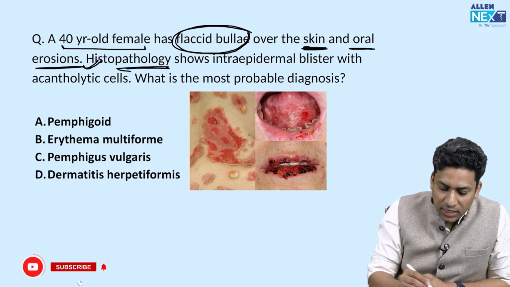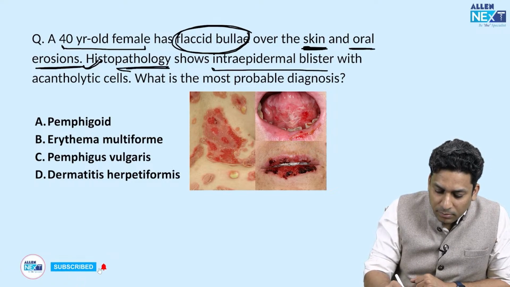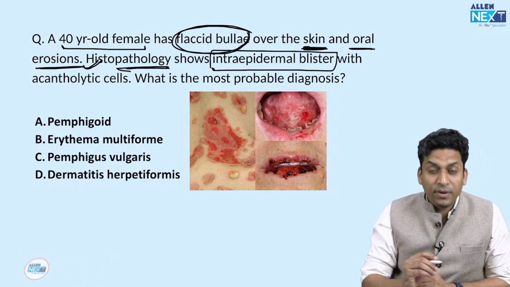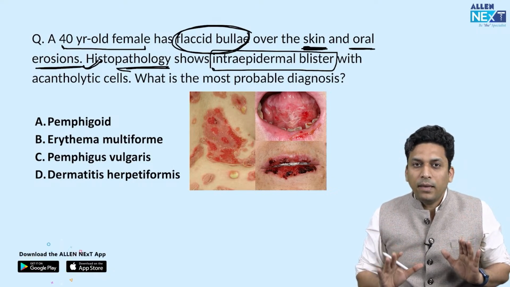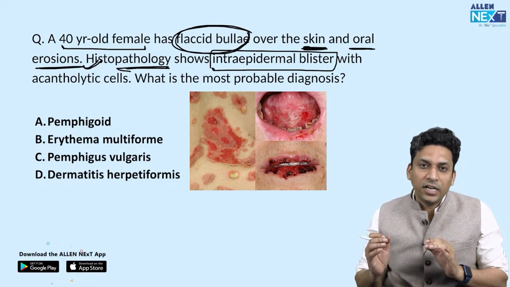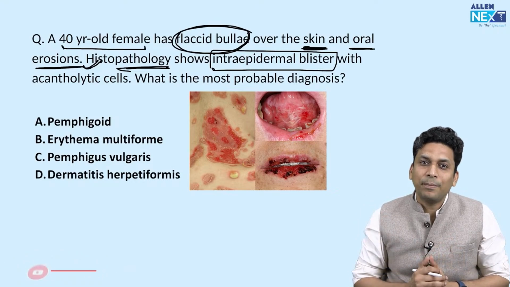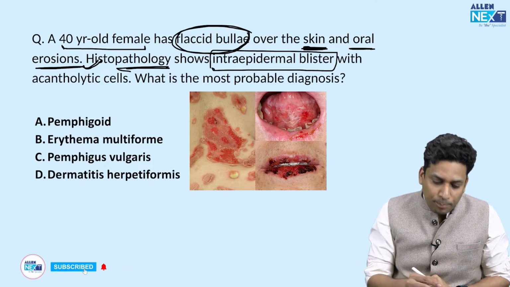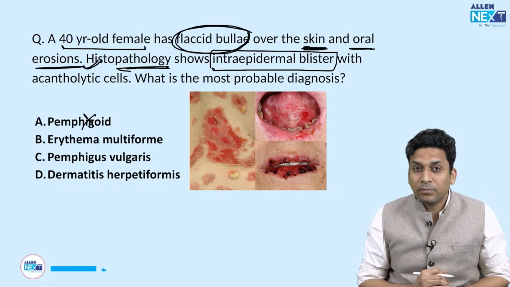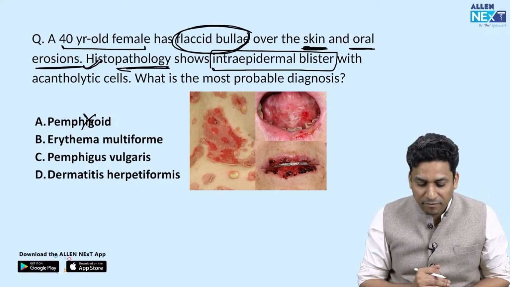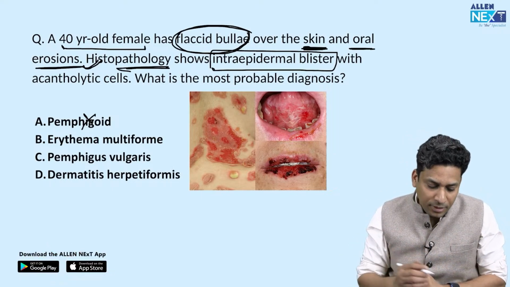On histology, intraepidermal blisters were seen. So they have made the diagnosis very easy. Why? Because they have written intraepidermal. So they have excluded all the subepidermal disorders like pemphigoid. It is a subepidermal disorder. So this is not a case of bullous pemphigoid because the lesions are intraepidermal.